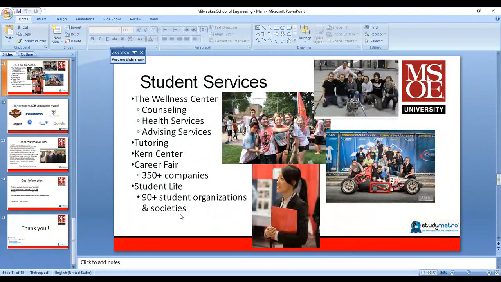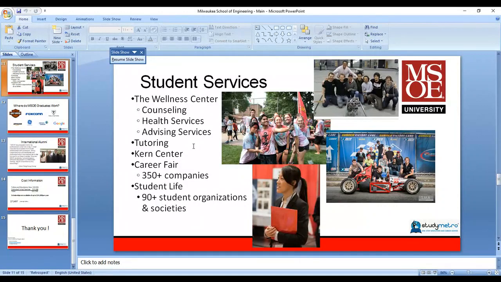There are many facilities provided to students by the university, which include the wellness center. The wellness center includes counseling services, health services, and even advising. If you have any problem and don't want to speak with anyone, you just have to fill in a link available on the university website. Once you mention your query, you will definitely be contacted by the concerned department. If you have any query regarding your education, you can also connect with the tutoring team.